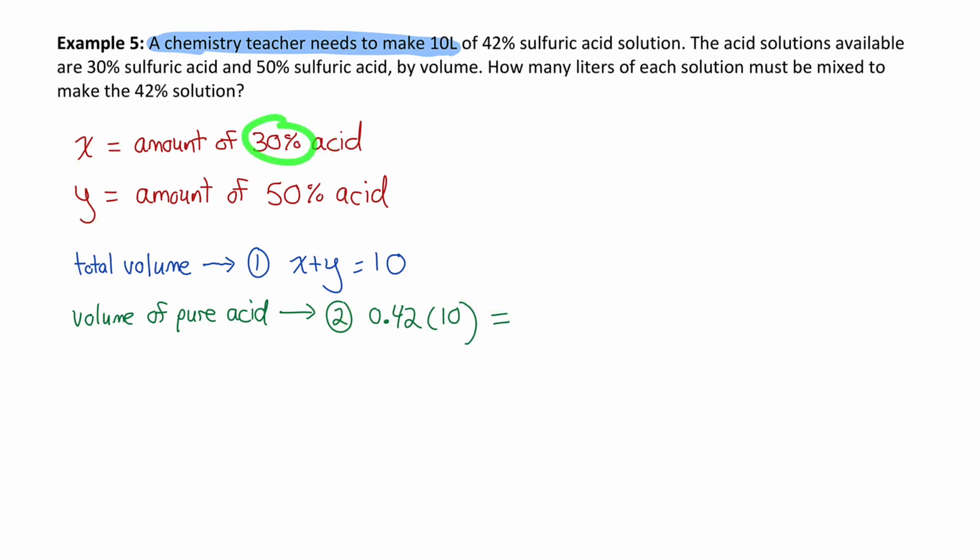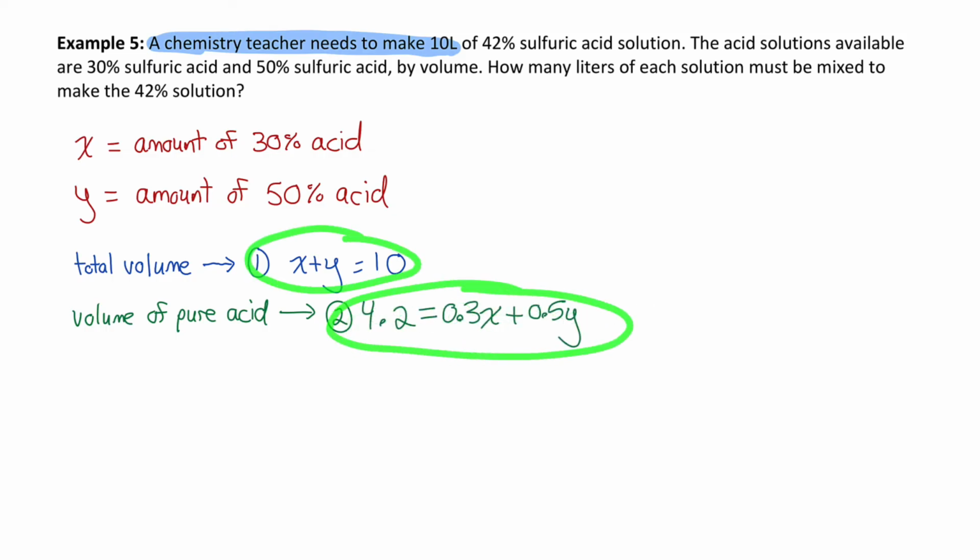To find 30% of X, change 30% to a decimal by dividing it by 100, and that gives me 0.3. So 0.3 times X plus 50% of Y, so 0.5 times Y. The sum of those two will give me the total amount of acid that's in the mixture, which should equal 4.2 liters. And now that I have these two equations with my two unknowns, I can solve using substitution or elimination. Let's do elimination again.